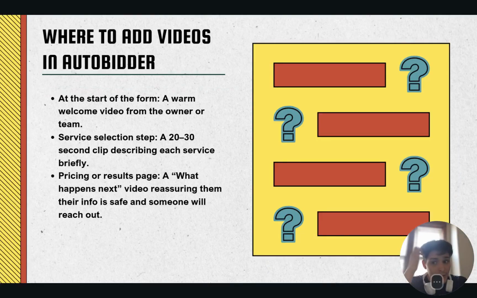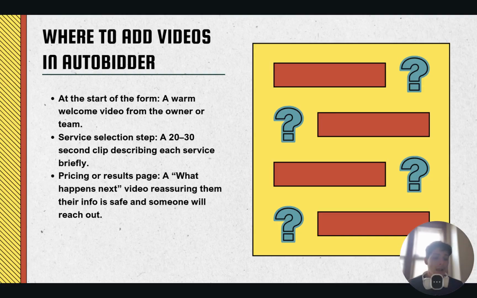So where to add videos in Autobidder? There's a few different areas. If you're embedding an Autobidder on your website, you can add the forms to any page on the site, add it into a pop-up. That's how I have it structured. But inside of Autobidder itself, you can also add videos at the start of the form. You can add it on the pricing page, and you can add videos to the booking page.